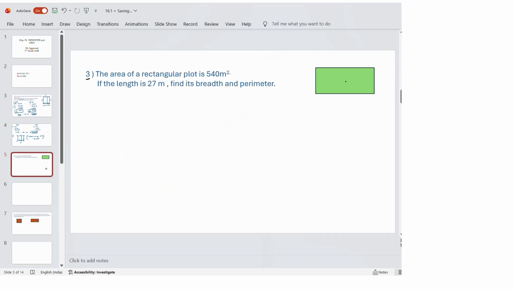Now coming to the next question, the third question of the exercise. Mind you, I've already explained that we are not doing all the questions. You can do the second question on your own. You should do the second question on your own.